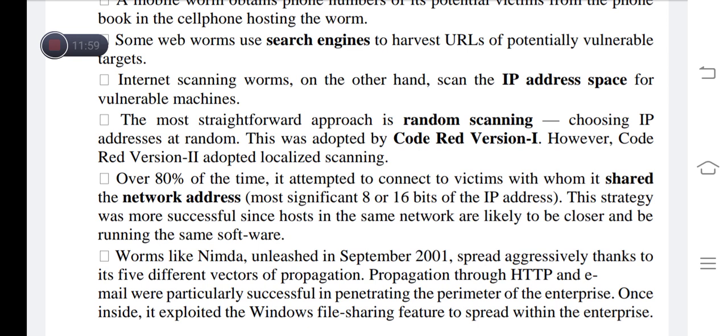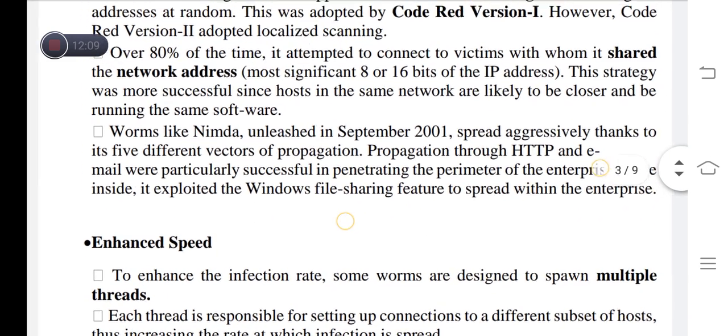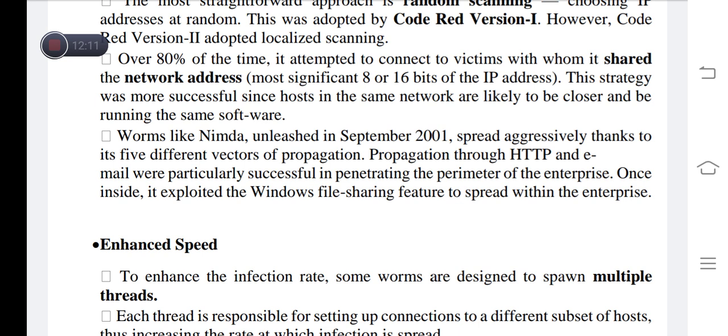If you consider the Nimda malware, it makes use of various propagation methods through HTTP and email. It was successful in penetrating the perimeter of the enterprise. Once it is inside, it exploited the Windows file sharing features to spread within the enterprise. That's the capability of Nimda. So these are the various methods used by the worm to propagate to the targets.